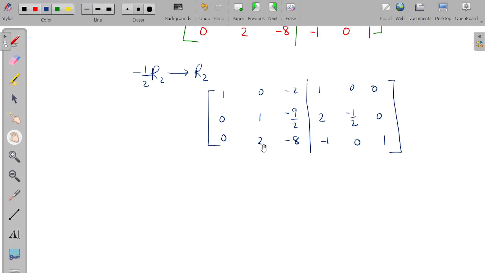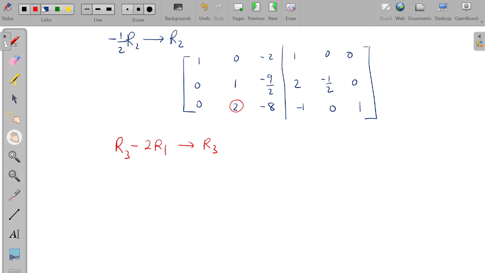Now the next thing is, this is already 0, but we need to change this to 0. So to change that to 0, we have R3 minus 2R2, and we are giving it to R3. This is not changing. That is not changing. This also is not changing.